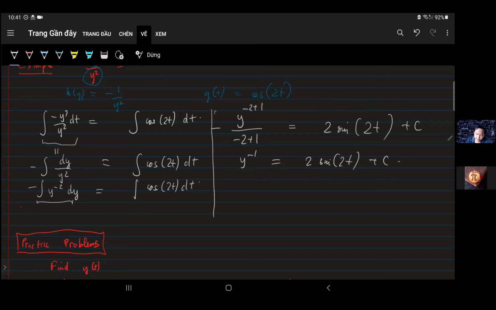And then, okay, from here you can write it down implicitly. So it becomes arctan... sine of t, equal to y to the -1 minus 2 sine of 2t. Okay, so that's the implicit formula. Right. So if you want to solve explicitly, you can write that y equals 1 over.